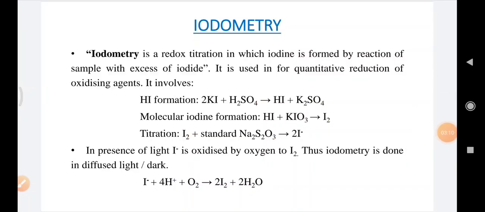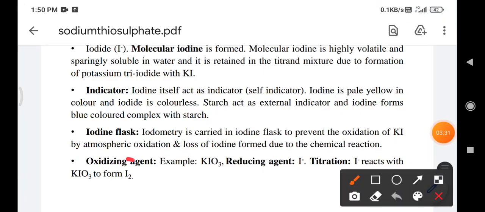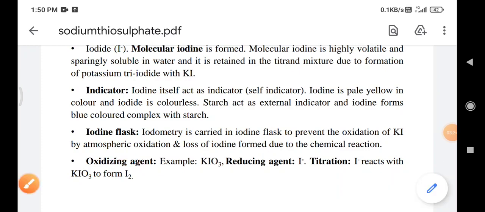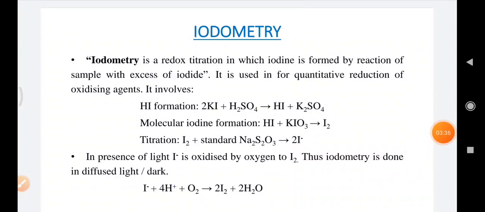There are two types of titration related to iodine. The first one is iodimetric titration. In iodimetric titration, there is direct use of iodine for titration. In this reaction, this I2 is directly utilized in the titration.